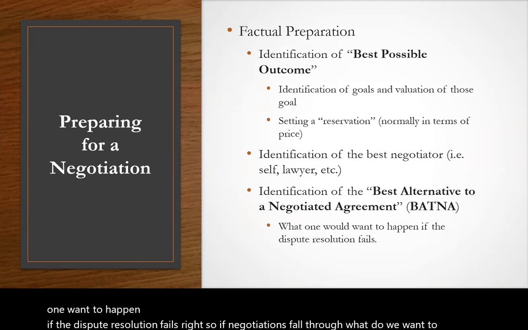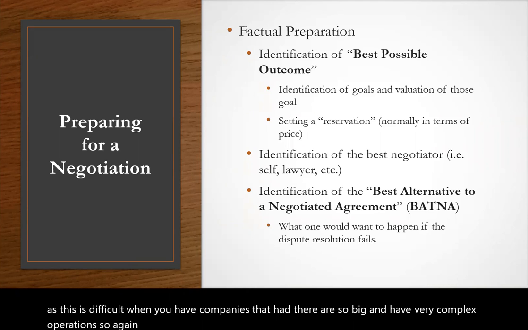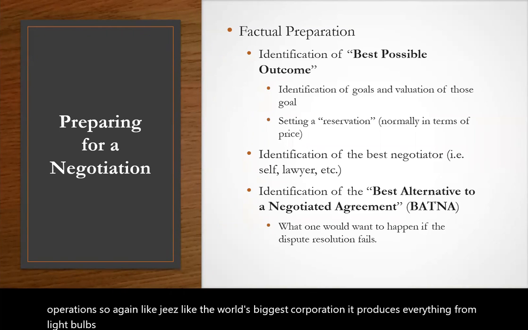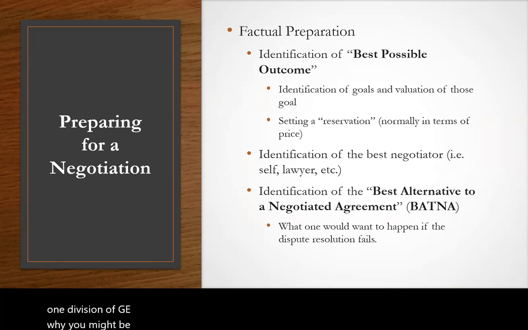This is difficult when you have companies that are so big and they have very complex operations. So again, like GE is the world's biggest corporation. It produces everything from light bulbs to jet engines to MRIs, you name it, it produces it. So you might be working with one division of GE, right? You work for a hospital and you're securing a new MRI machine from GE, right?